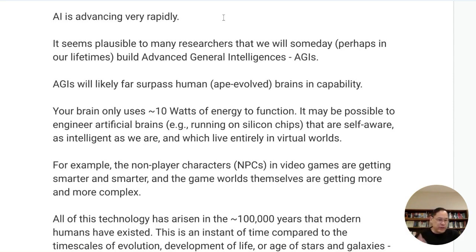As we learned earlier in the class, we run our bodies at a bit less than 100 watts power rate, and the brain is using about 10 of those watts. Now, it may be possible to engineer artificial brains which are very comparable to ours. So self-aware, as intelligent as we are, and maybe with narrow abilities which are far beyond what we have. But it's possible that those artificial brains, instead of having sensors that connect them to our physical world, might live completely in a virtual world.